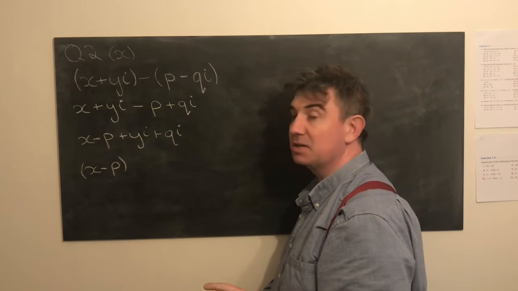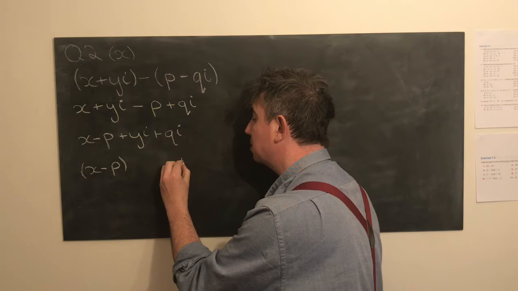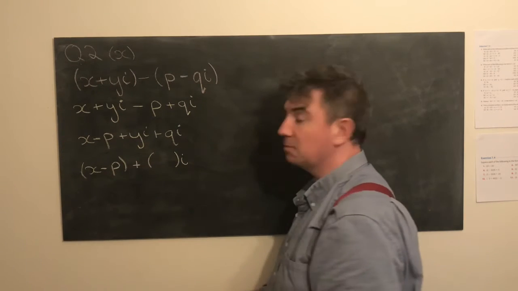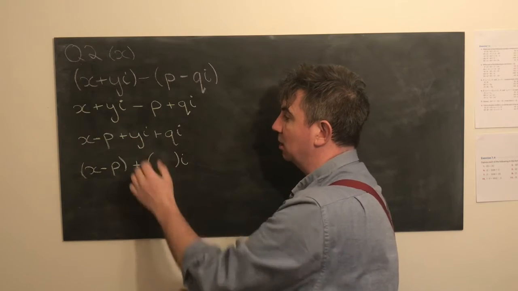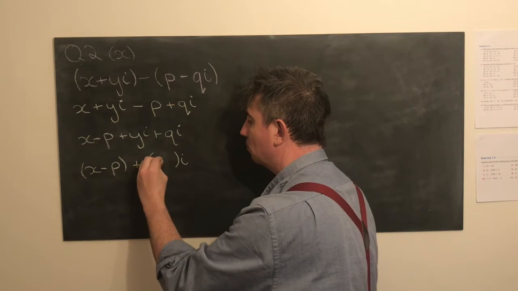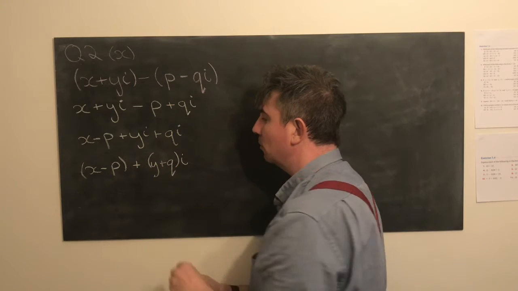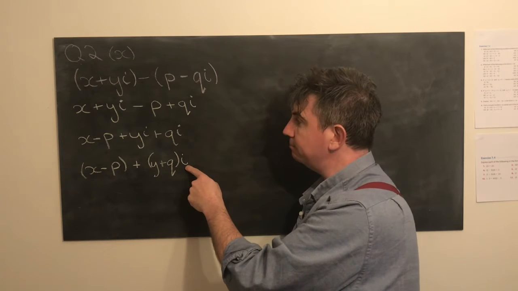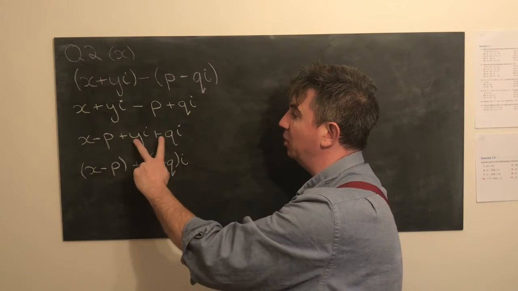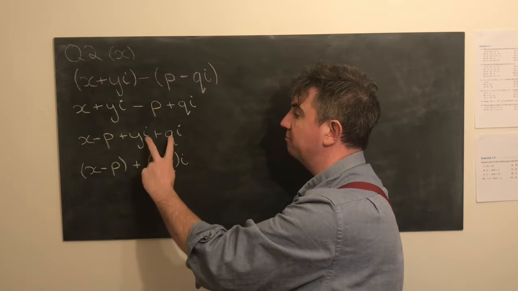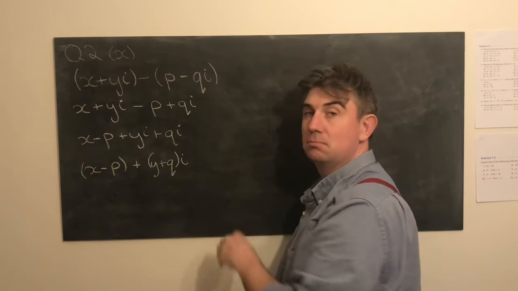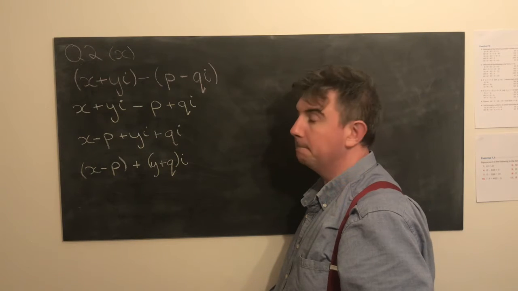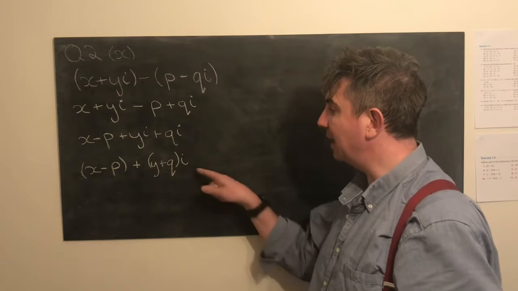And we also have a definite imaginary part. So we have something that's going to multiply the i, and the thing that multiplies the i is the y plus the q. So I have factorized out the i. I saw that there was an i in common between these two things here, so I've factorized it by pulling it out. So that will be our answer.